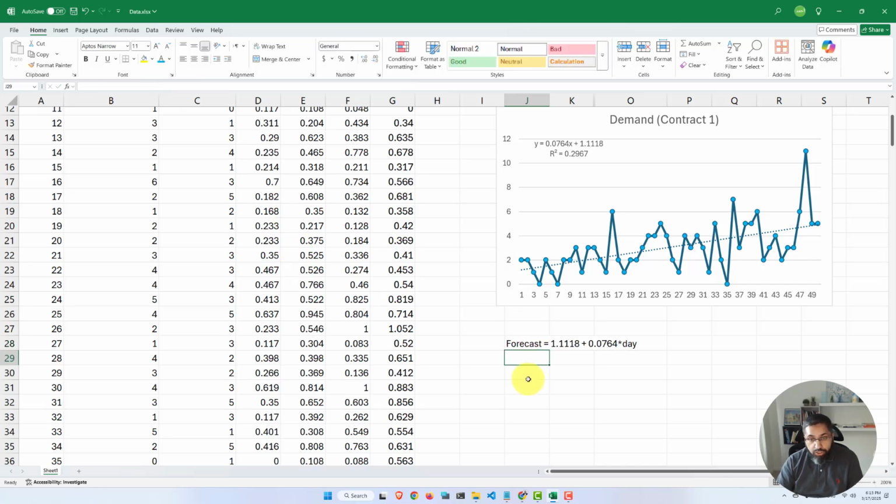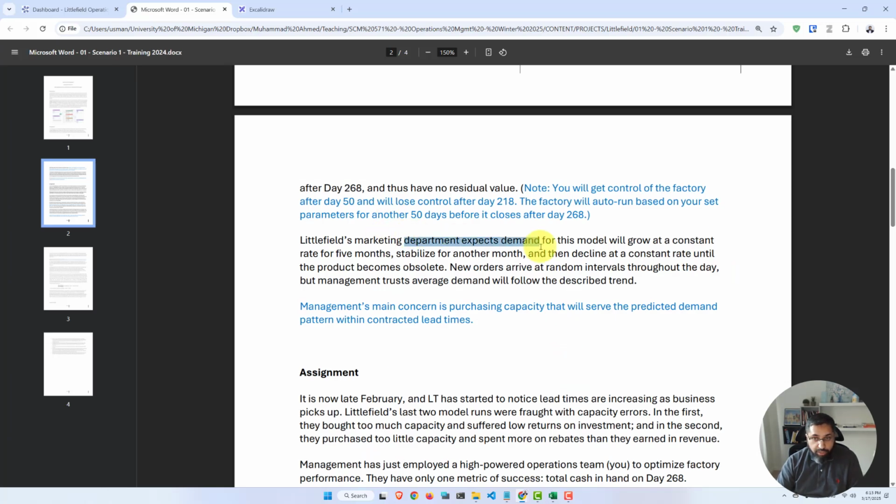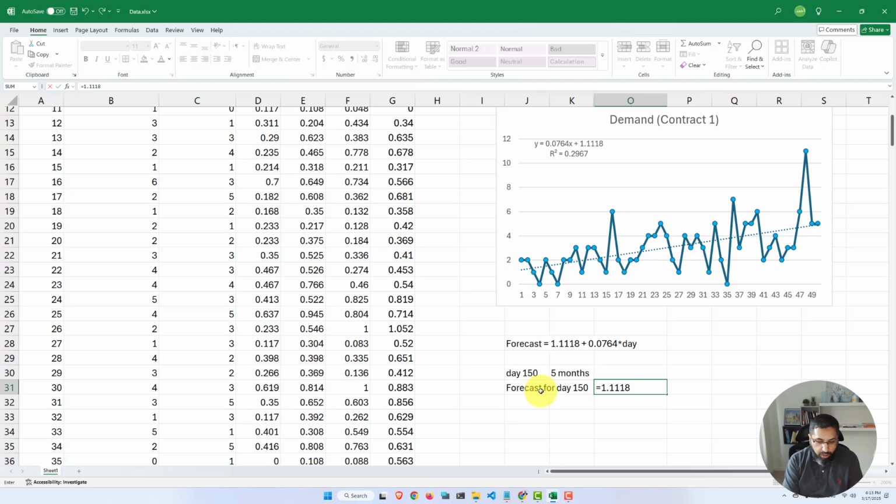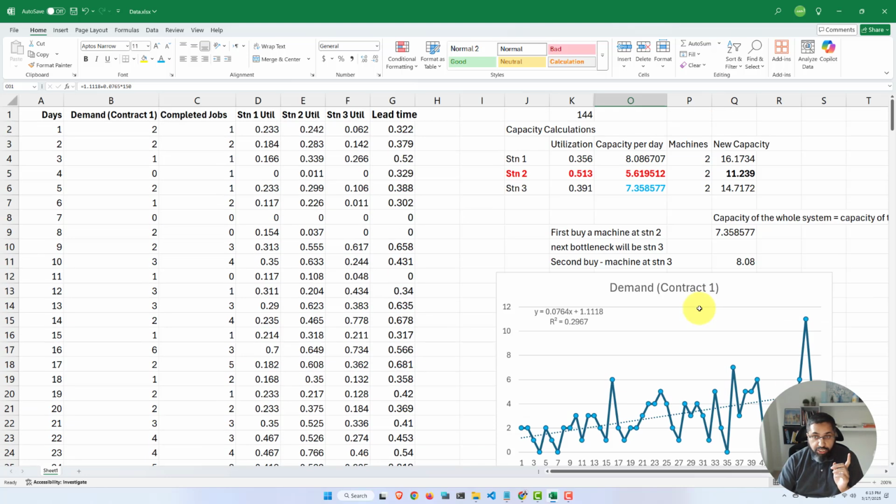Okay, so let's forecast on day 150, which is 5 months, because the write-up tells us that demand can grow up to 5 months, right? So our forecast for day 150 is going to be this equation, 1.1118 plus 0.0768 times 150. So we expect the average demand on day 150 to exceed 11. So you may have to buy a third machine here, right?